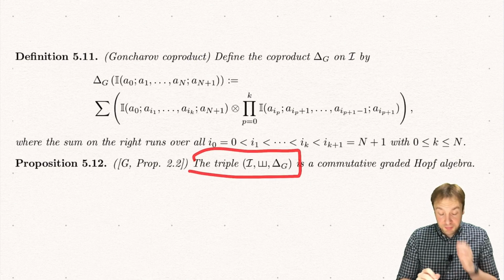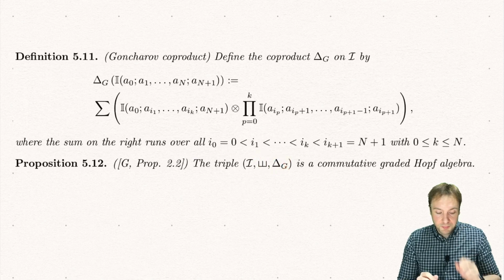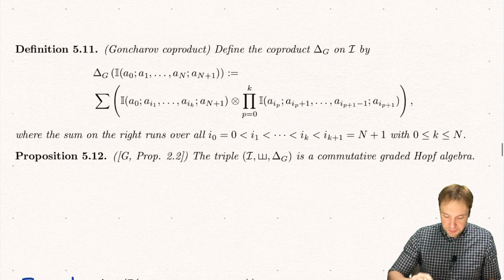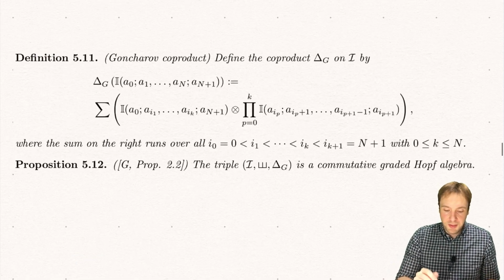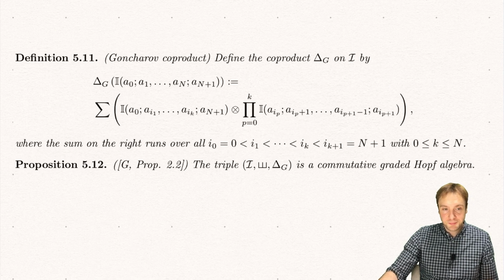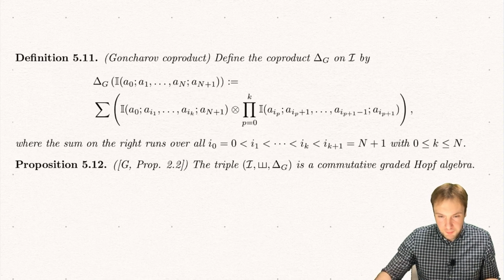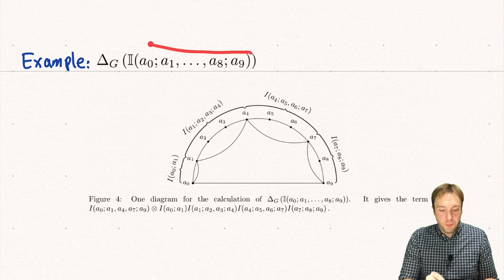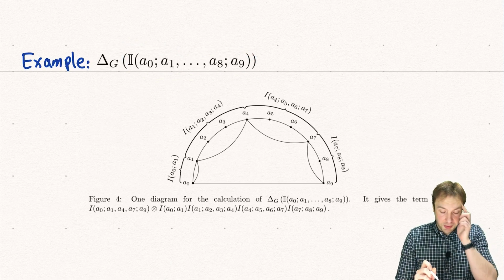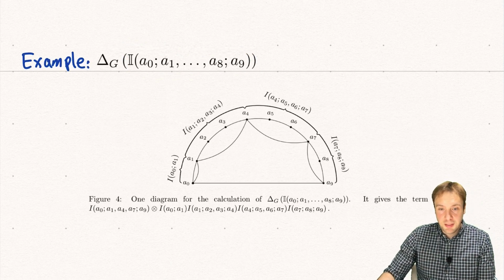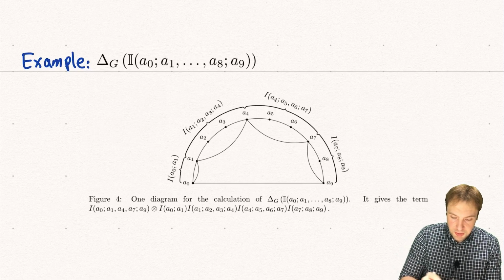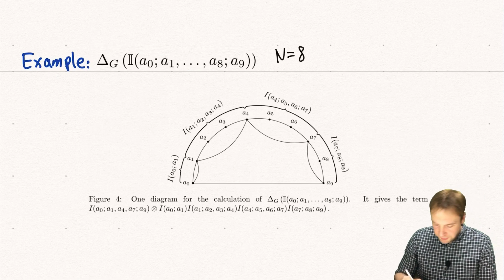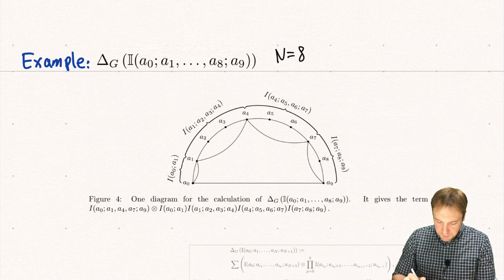And then this triple, with the shuffle product and this coproduct, we get a commutative graded Hopf algebra over Q. So let's do an example to make sense of this complicated formula. For example, if we want to calculate the coproduct of this formally iterated integral here, in this case the capital N is 8, so we have 8 here in the middle. Maybe also let's recall here the definition of the coproduct.